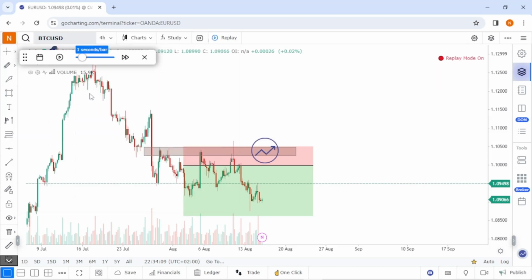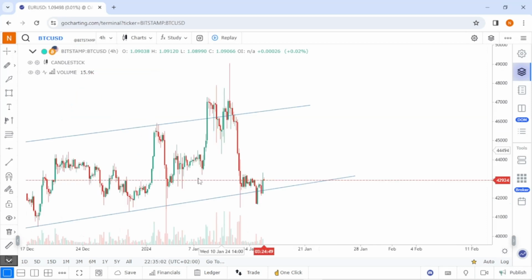Okay, let's just wait for this to load. Okay, here we go. So as you guys can see right here, we have ourselves the Bitcoin against the United States dollar, right? Basically Bitcoin.